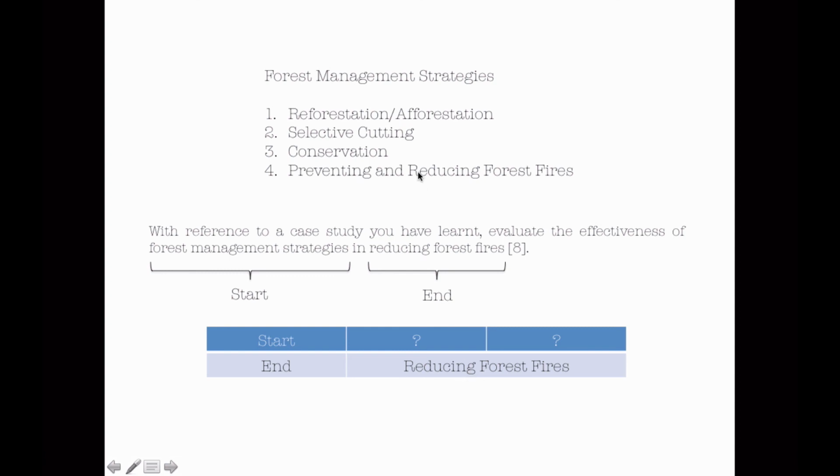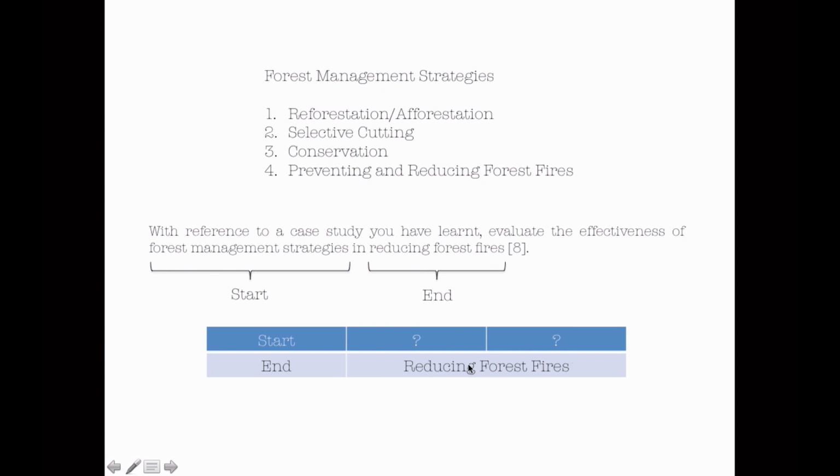Now, can you use selective cutting? If you never do a start and end in this question, you will realize there will be an issue. The student might just randomly pick any two. For instance, if they pick selective cutting, that is to cut down specific species of trees, instead of cutting all trees, to use the timber to make certain furniture and houses and so on. In this context, does it have anything to do with the ending point, to reduce forest fire?